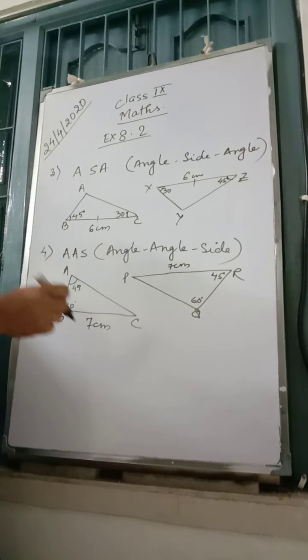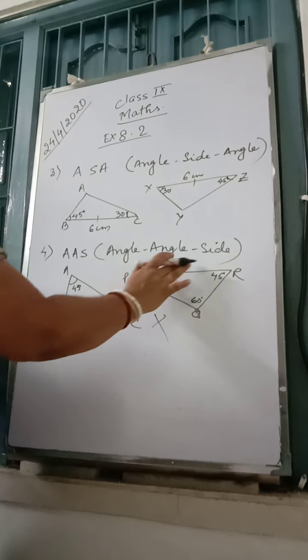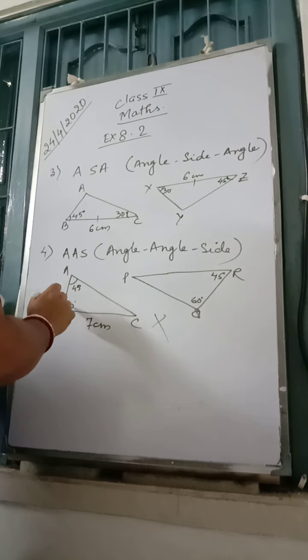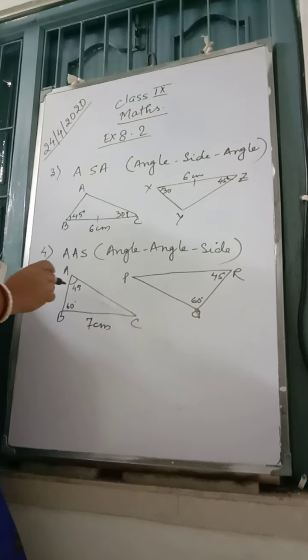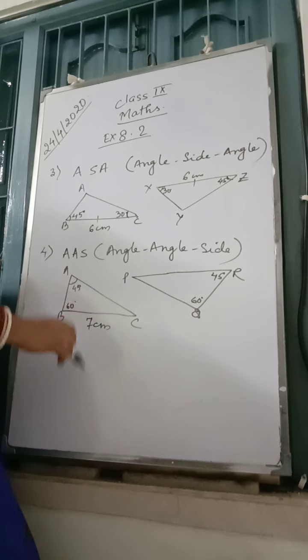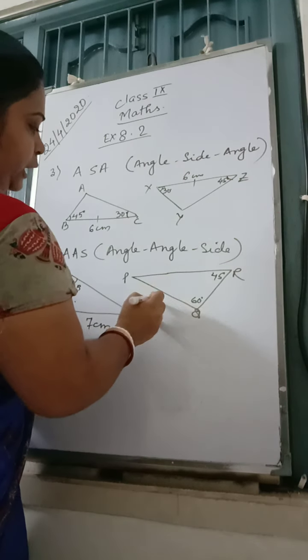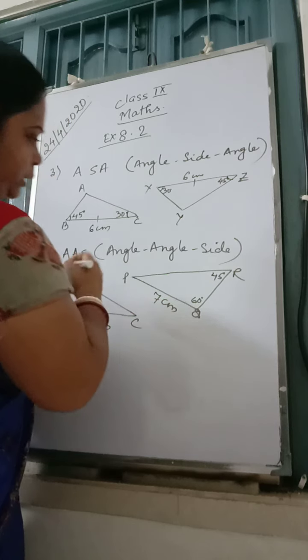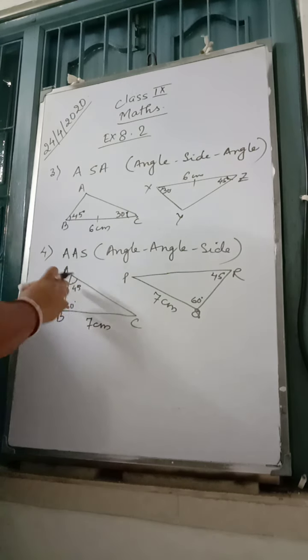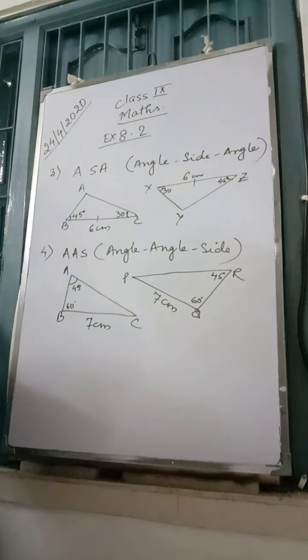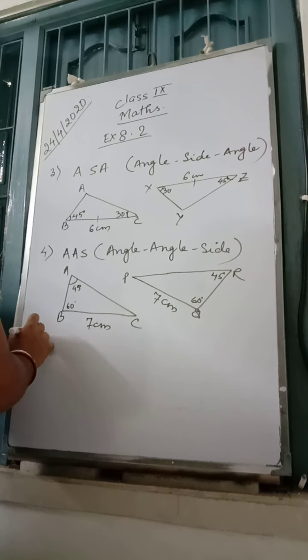Then it is not congruent. Even if these two angles are equal and one side is also equal, it is not congruent. Why? Because if in this triangle 7 centimeter is opposite to 45 degree, then in this triangle also it should be opposite to the same angle 45 degree, then only the triangle is congruent. Two angles and the opposite side of the same angle should be equal, then it is called congruent according to the angle angle side condition.